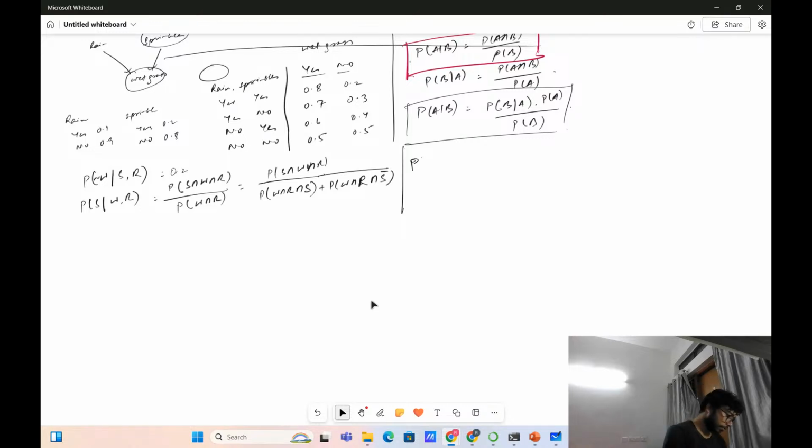So for this, let's see. W given S and R, that we know. What is the value? Probability of wet grass given sprinkler and rain, 0.8. Okay. Now we can calculate W. What is the probability of W given S and R? This can be written, again using conditional probability, as W intersection S intersection R divided by P of S comma R. But since sprinkler and rain are independent events, P of S and R we can write as P of S times P of R.